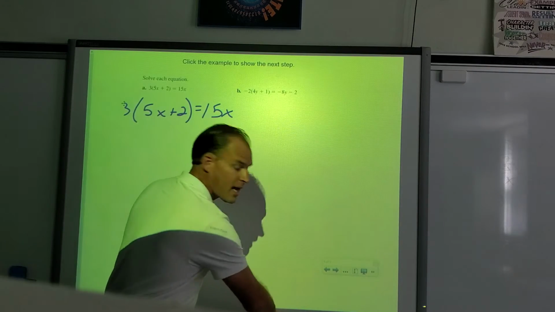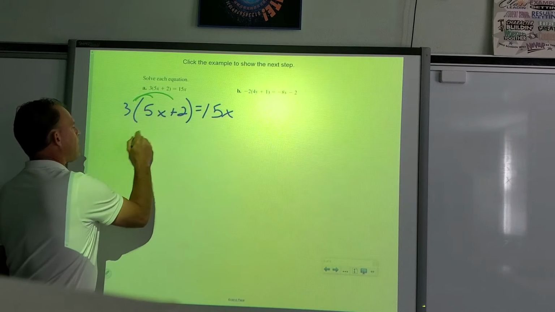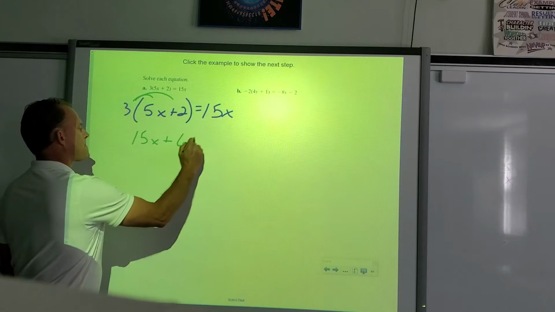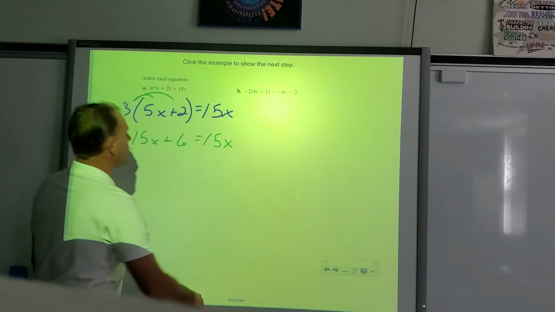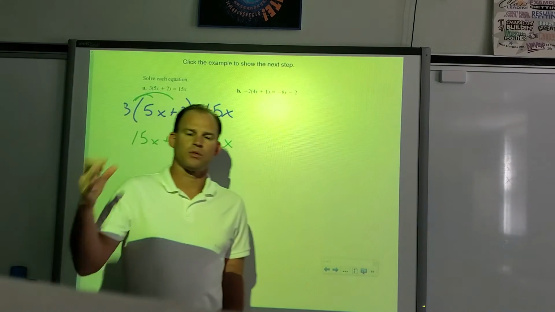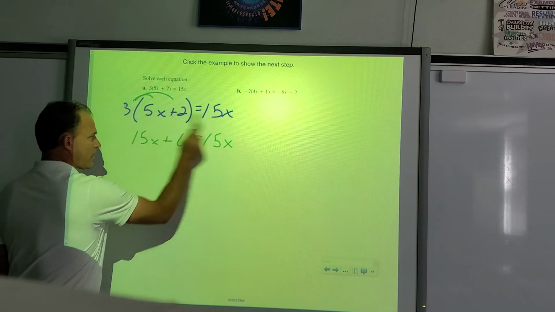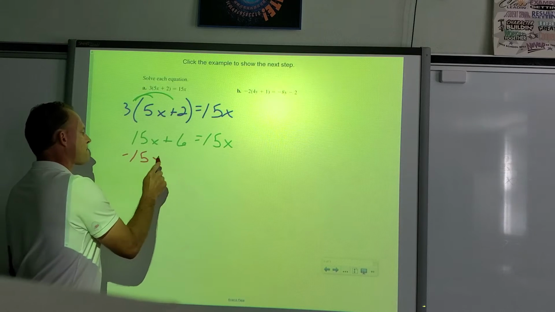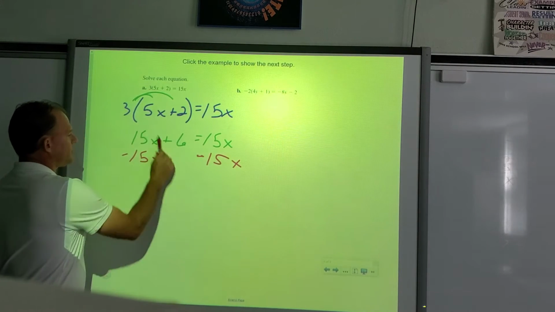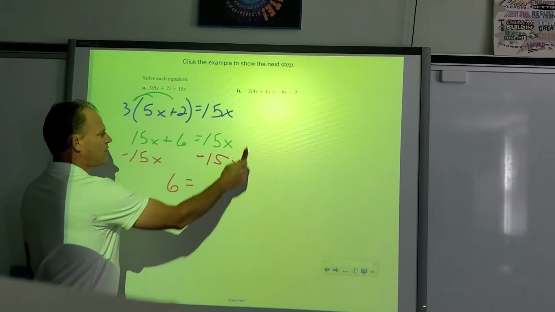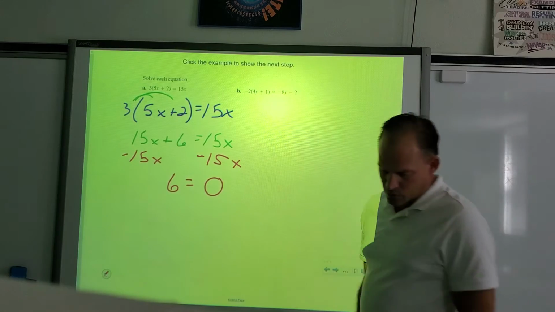So, can I simplify? Yes, I always want to look to simplify. I can gather your variables, collect your variables on the same side of the equation. I can move this over here, I can move this over here. So 15x minus 15x is 0. I've got 6 equals 0 here.